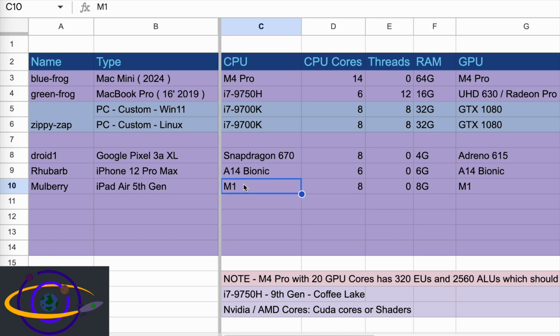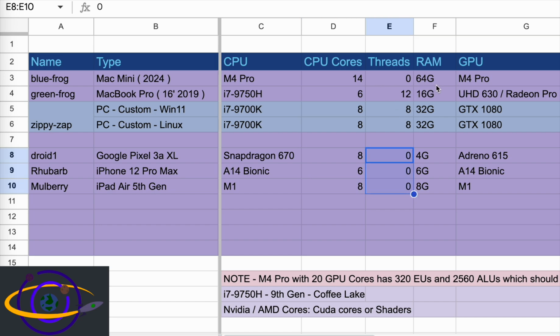Now M1, that's pretty similar to what you get in some of the new Apple Silicon Macs, and it's going to be interesting to compare that against the M4 Pro. Anyways, we got 8 cores, 6 cores, and 8 cores again. No threads for any of these.